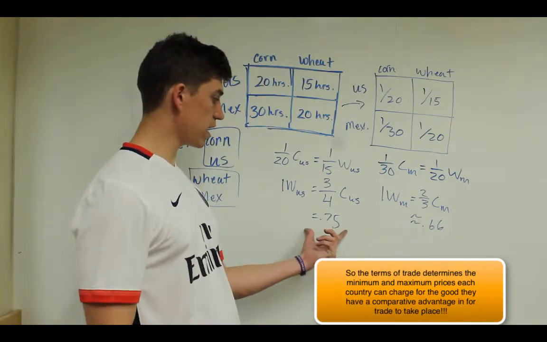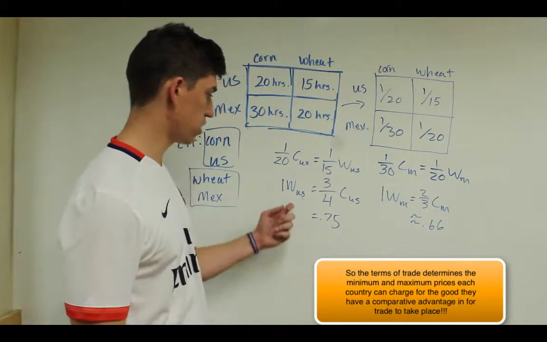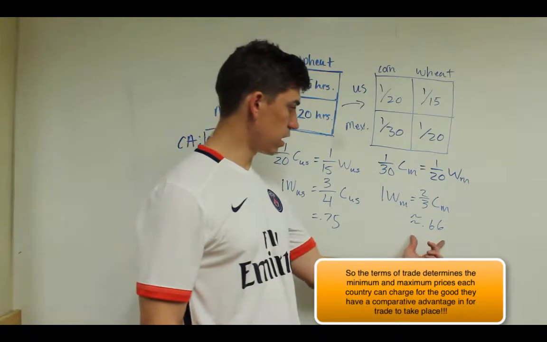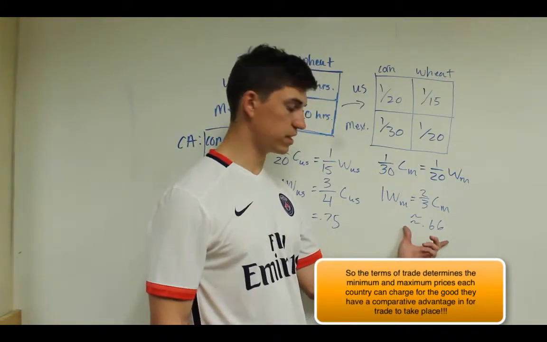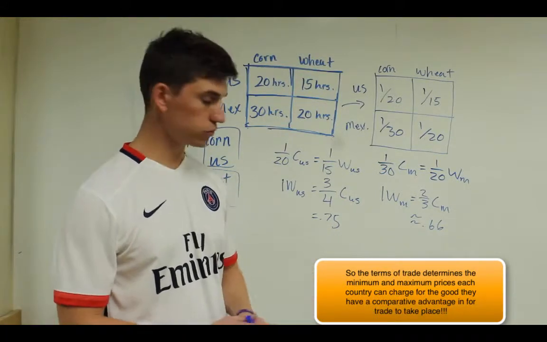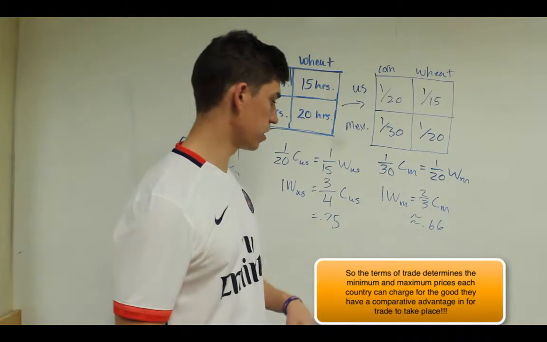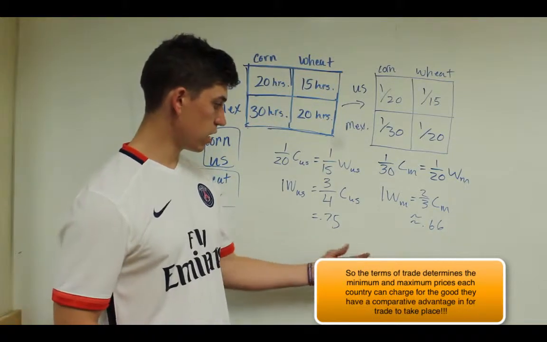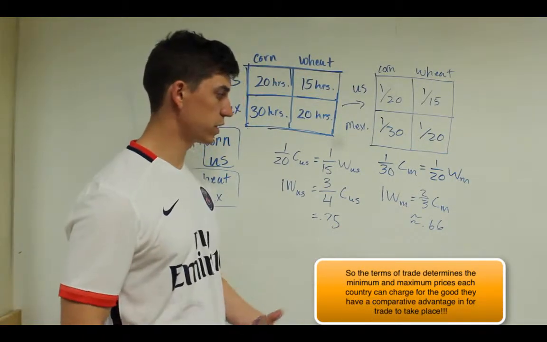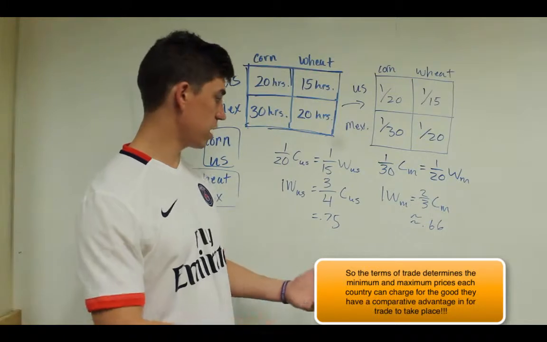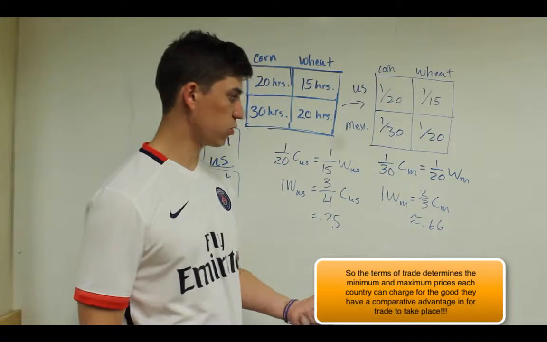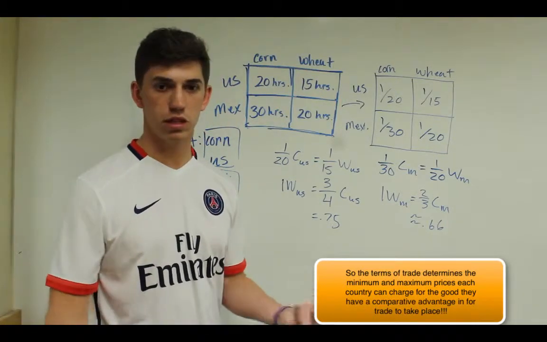So the U.S. would never pay more than 0.75 corn for every wheat, right? Because if they did, they could just produce it on their own. And Mexico would never accept less than 0.66, because otherwise they would be better off producing corn themselves, right? So they'll agree to some price or some trade-off in between their two opportunity costs. So a candidate could be 0.7, right? Maybe every time Mexico produces a wheat, they trade it to the U.S. for 0.7 corn, and that's some agreement that they come to.